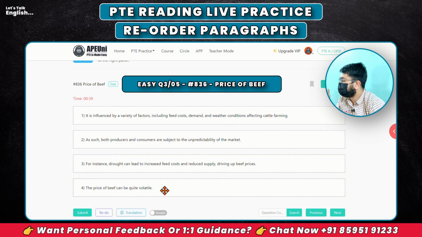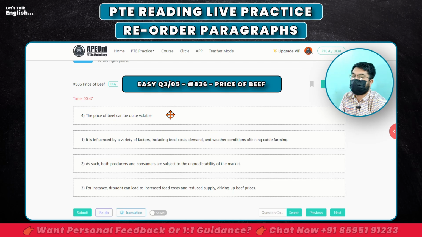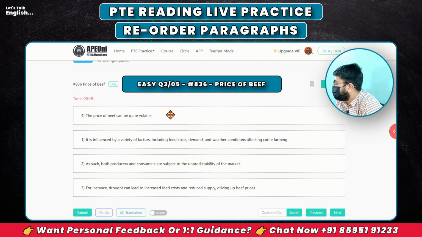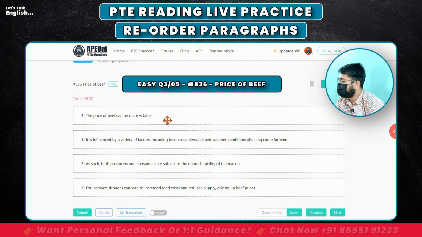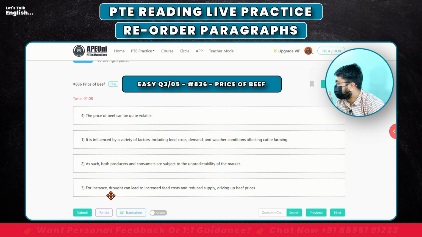Look, on the whole, in this bunch of 4 sentences, the general topic appears to be the price of beef, right? The price of beef can be quite volatile. Now why is it volatile? Because it is influenced. Okay, it is volatile, it fluctuates a lot. Because of what? There are multiple reasons, a variety of factors. So the first sentence makes sense, making a pair with the fourth, right? Okay.